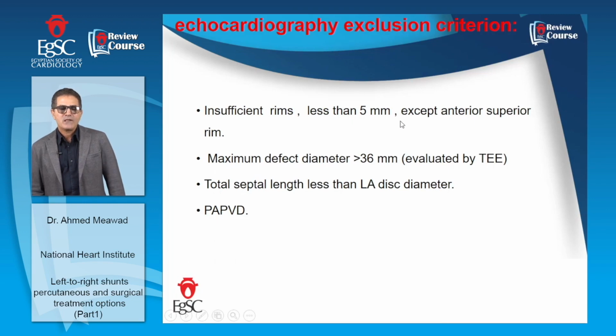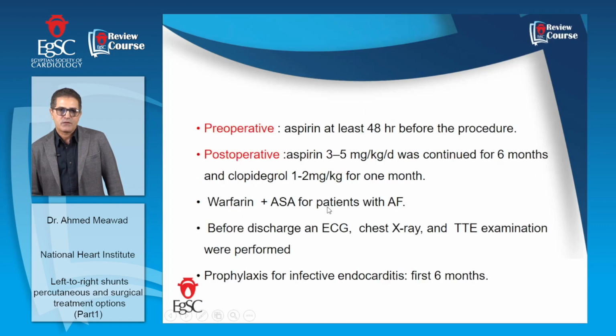So, what are the exclusion criteria? Insufficient rims less than 5 millimeters, except the retroaortic rim. Maximum defect diameter more than 36 millimeters. The total septal length less than the left atrial disc diameter, or if there is partial anomalous pulmonary venous drainage.